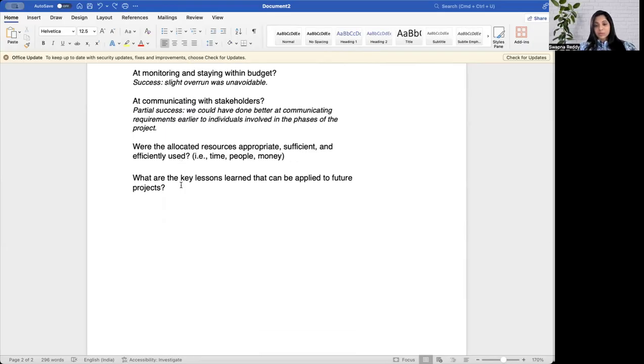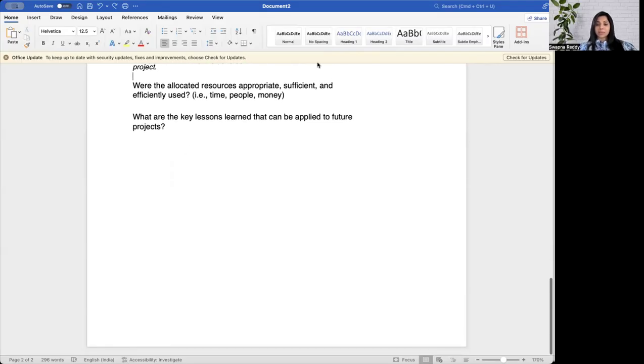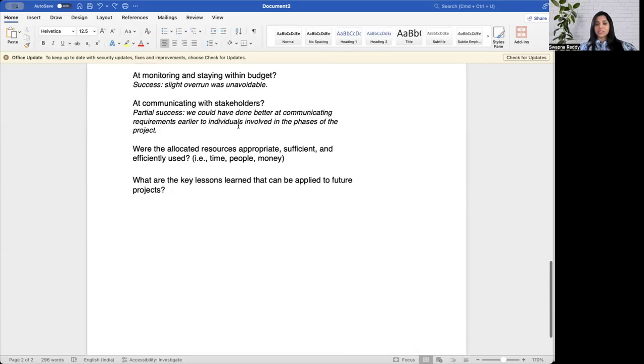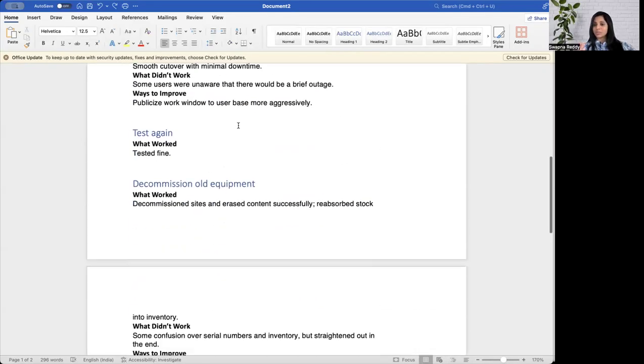And whether allocated resources were appropriate, sufficient, and efficiently used. Again, if you remember the equation that we thought about, quality is equal to time plus cost. How did those parameters come into the picture, right? Cost and time are mandatory. At the same time, the cost can include the people and various other infrastructure costs also. What are the key lessons learned that can be applied to future projects? So if you see that clearly, this can give you an initial glimpse about whether your project was really successful or what your gaps were, right?